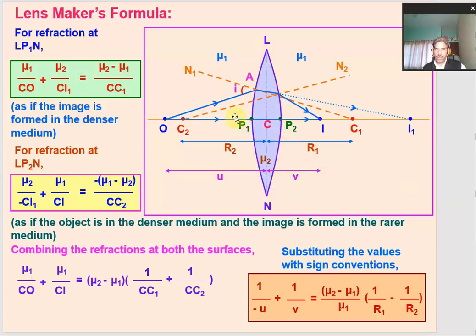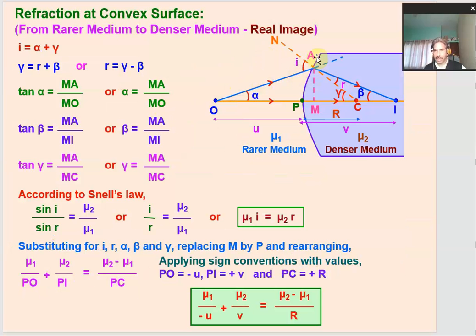Okay, now we have placed an object on the principal axis from where the light rays are coming and incident on the lens. They meet the first surface of the lens, called LP1N. So what happens at this surface? The refraction takes place just as the refraction took place earlier in the case we have discussed here. So refraction takes place and some image will be formed on the principal axis.